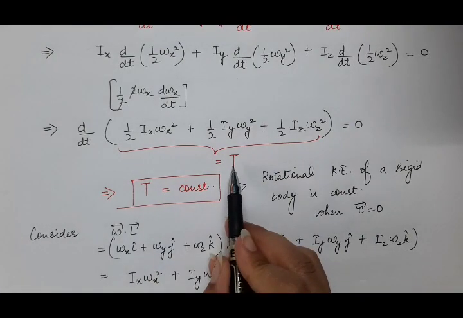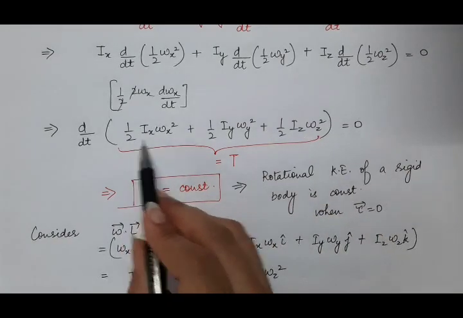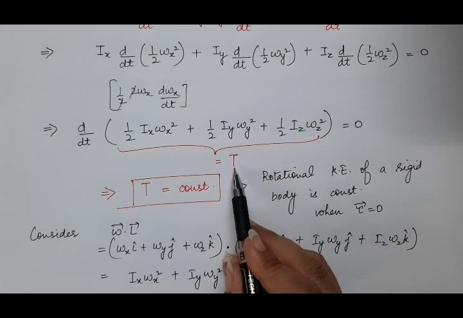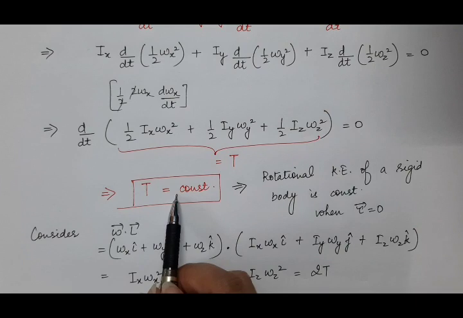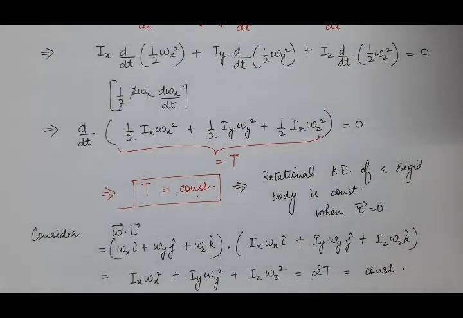And here we have T equal to this. If you take this half common and move this 2 to this side, what you will get is Ix omega x square plus Iy omega y square plus Iz omega z square equal to 2T. And from this equation we have proved that T is constant, 2 is also constant, which implies the dot product of omega vector and L vector is also constant. So this is all about this article.